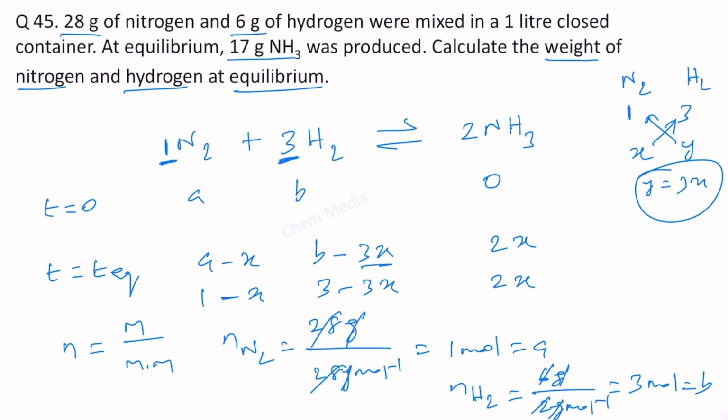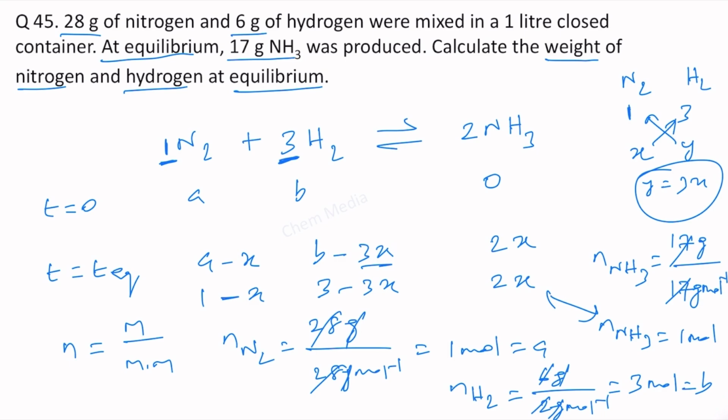Now, at equilibrium, 17 gram of ammonia was produced. This means we can calculate the number of moles of ammonia based on the weight given. So 17 gram divided by molar mass of ammonia, which is 17 gram per mole, because 14 plus 3. So this will be 1 mole, and therefore the number of moles of ammonia we got at equilibrium is 1 mole. This means 2X is equal to 1 mole, isn't it? So therefore, if 2X is equal to 1 mole, then X is equal to 1 by 2 mole.